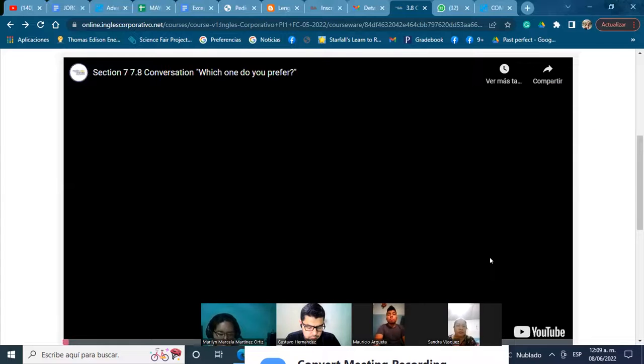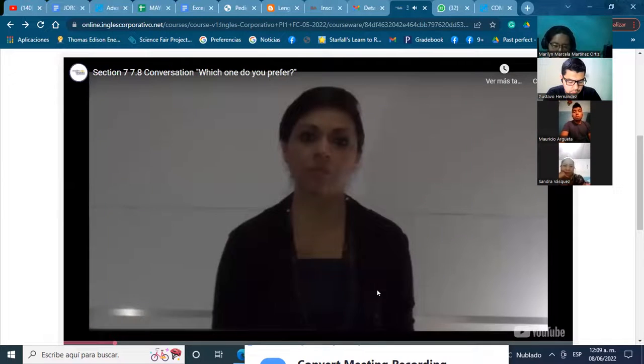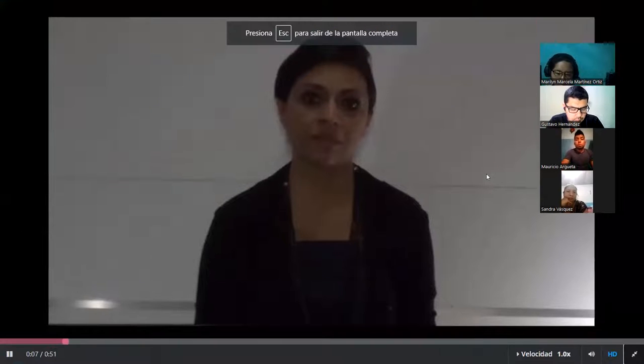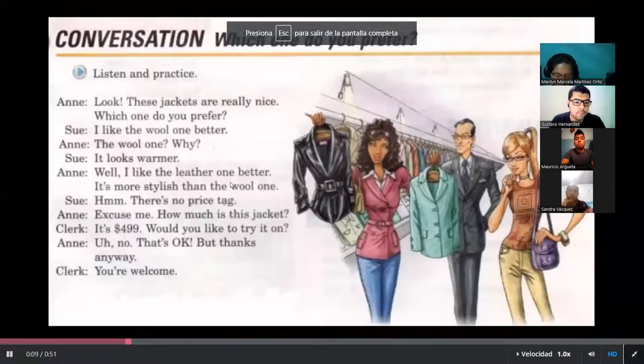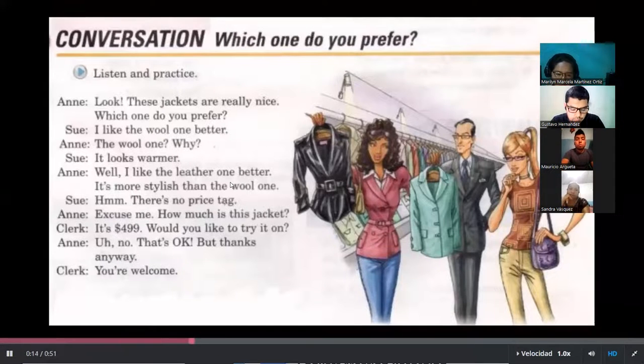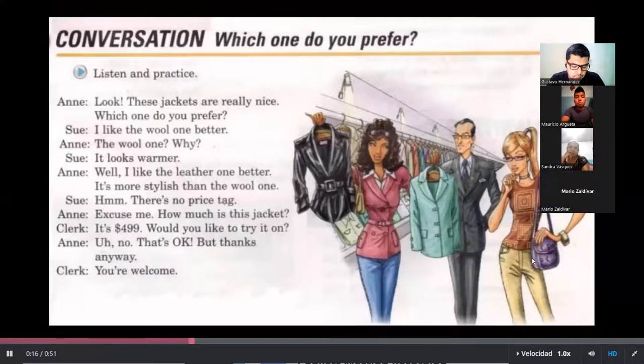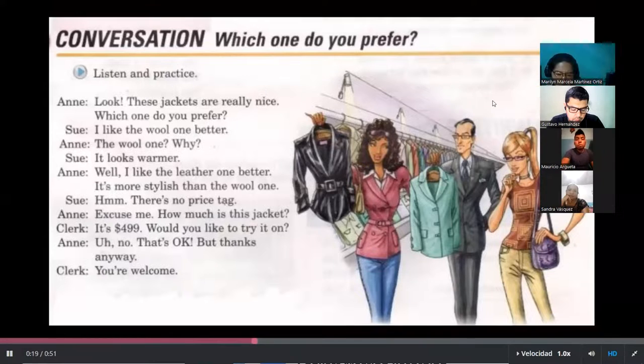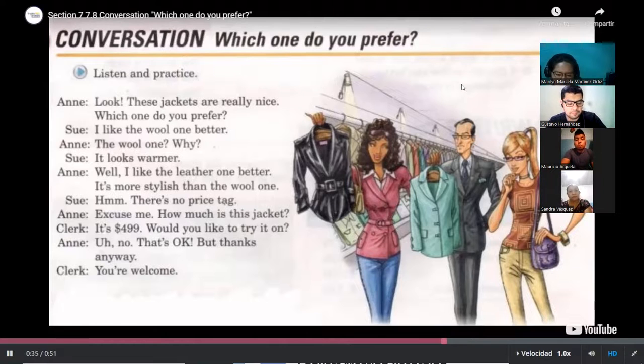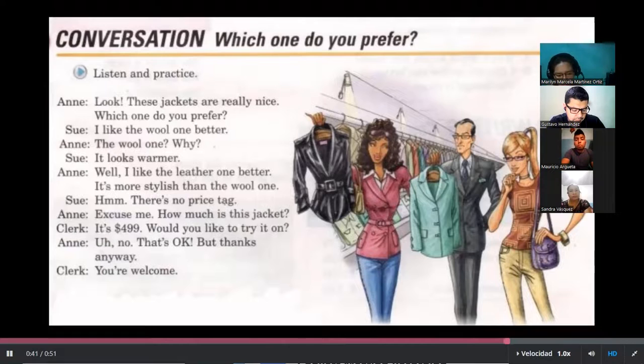In this lesson, participants will listen to a conversation and will be introduced to comparison with adjectives by expressing preferences. Which one do you prefer? Look, these jackets are really nice. Which one do you prefer? I like the wool one better. The wool one? Why? It looks warmer. Well, I like the leather one better. It's more stylish than the wool one. Hmm, there's no price tag. Excuse me, how much is this jacket? It's $499. Would you like to try it on? No. That's okay. But thanks anyway. You're welcome. Notice how the girls are talking about their preferences.